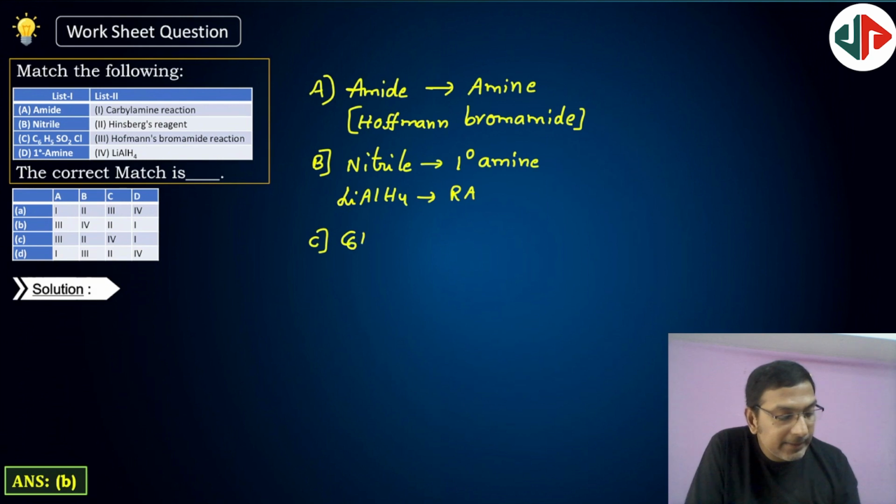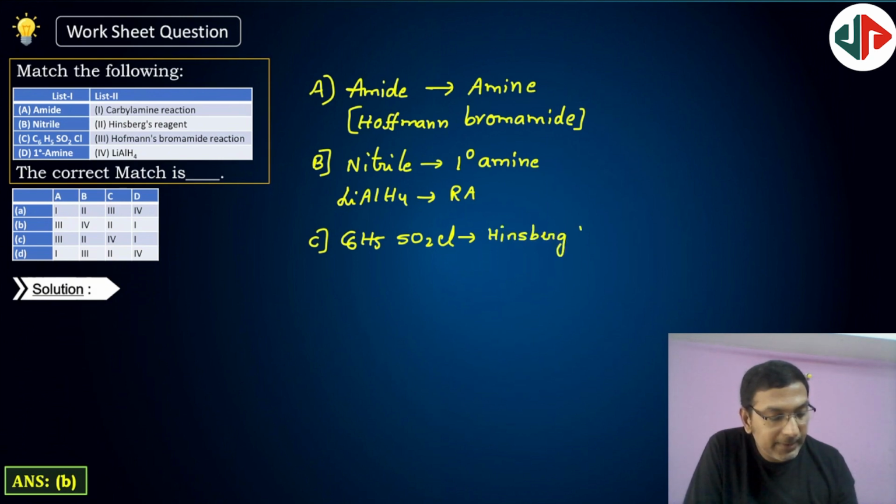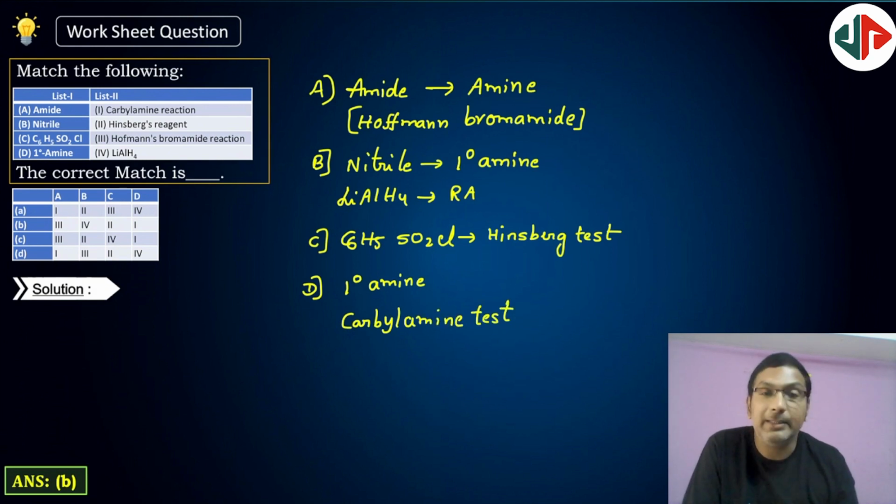Next, C. C6H5SO2Cl, benzene sulfonyl chloride. It is used in Hinsberg test, distinguishing of primary, secondary and tertiary amines. And D, primary amine. So primary amine will give carbylamine test or isocyanate test. Carbylamine test or isocyanate test.